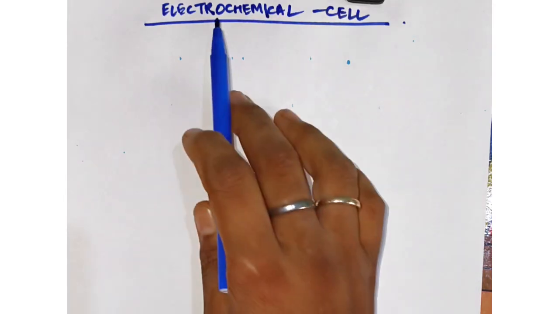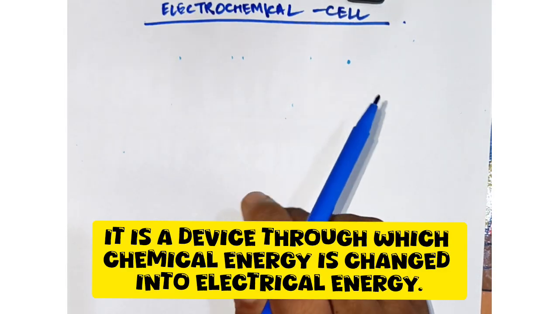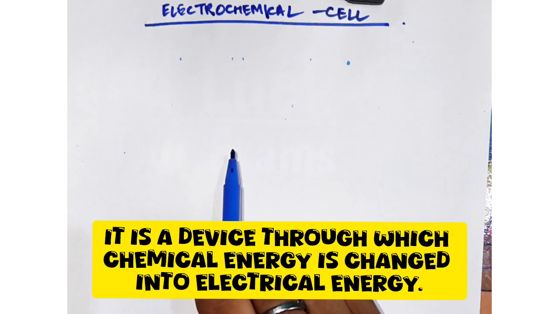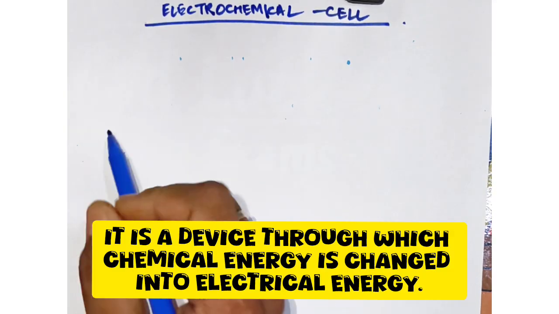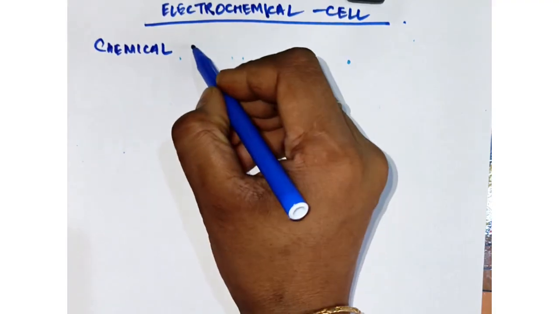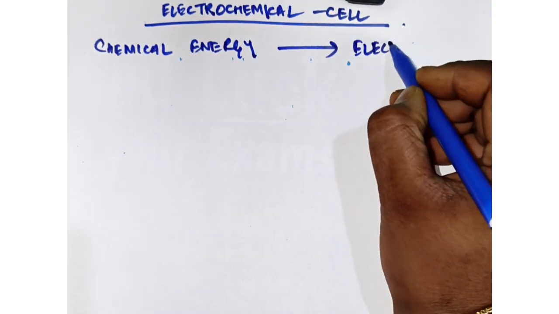Now, electrochemical cell. What is an electrochemical cell? It is a device through which chemical energy changes to electrical energy and is called your electrochemical cell or voltaic cell or your galvanic cell. That means chemical energy is converted into electrical energy.